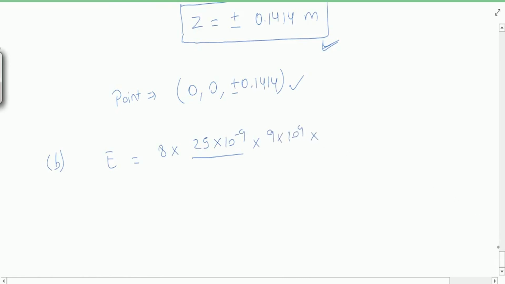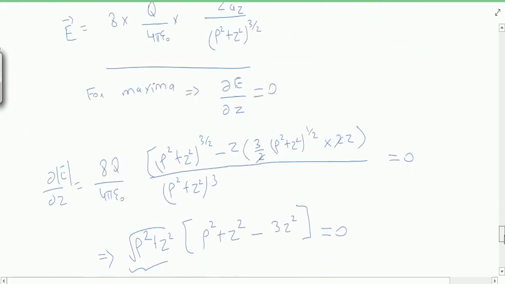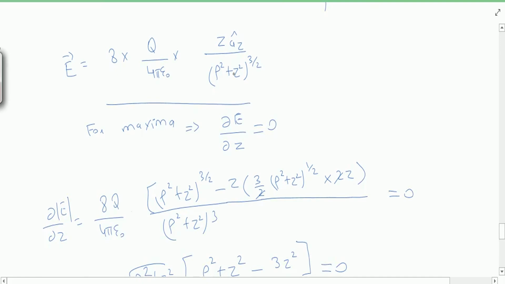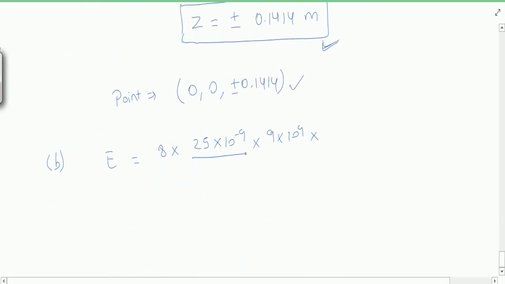And what else was there? Here, z by rho square plus z square to the power 3 by 2. So z we have found out. So what is z? Because it's a magnitude, I will take only the positive sign. So 0.1414 and 0.1414 square plus 0.2 square to the power 3 by 2.